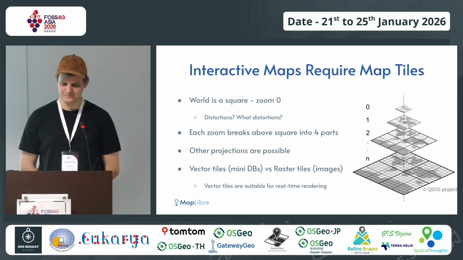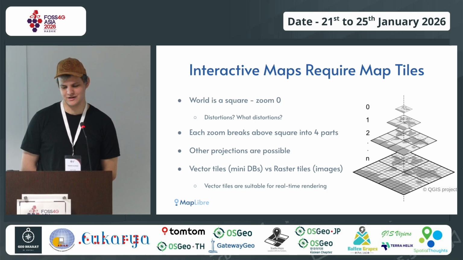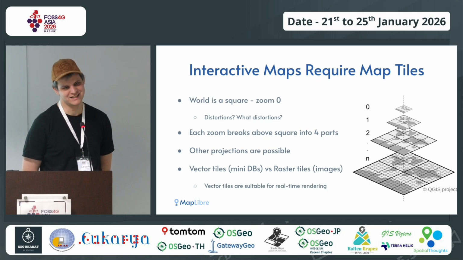So, why are we doing vector maps anyhow? And how are we doing vector maps a bit?